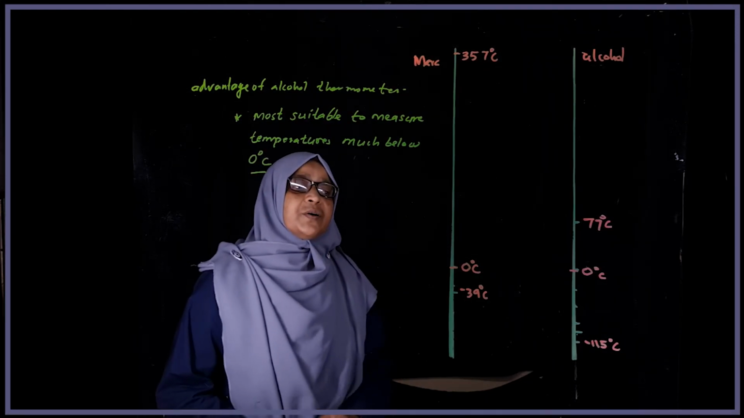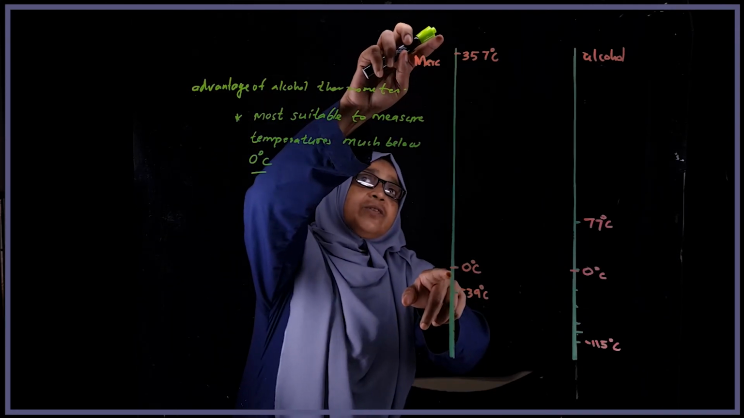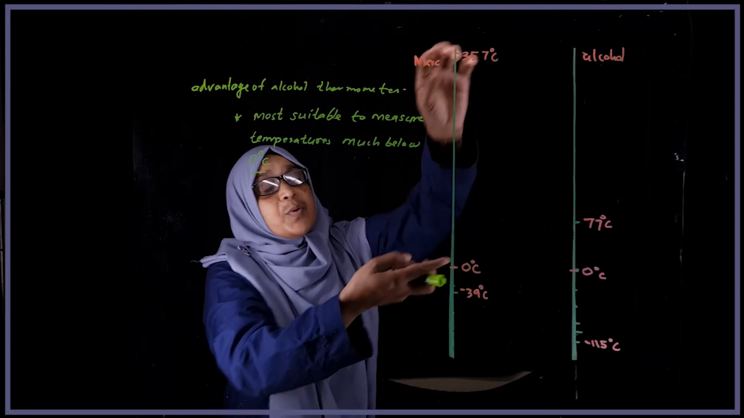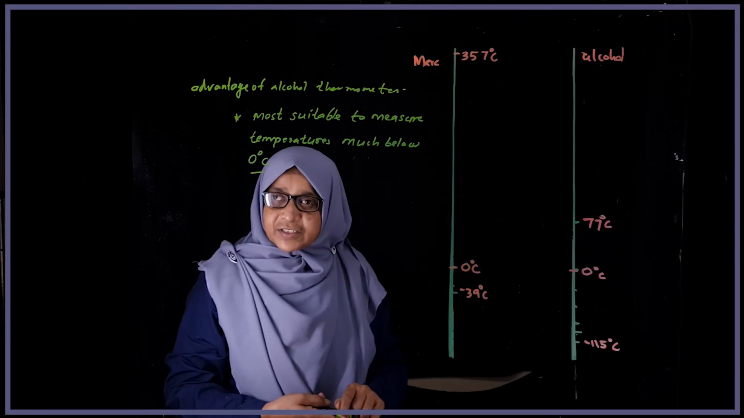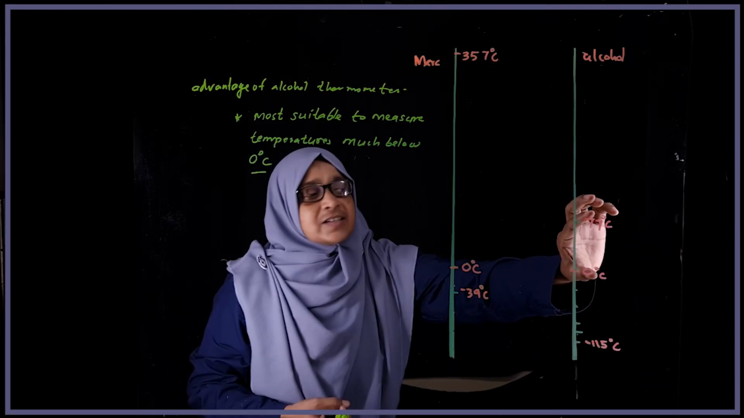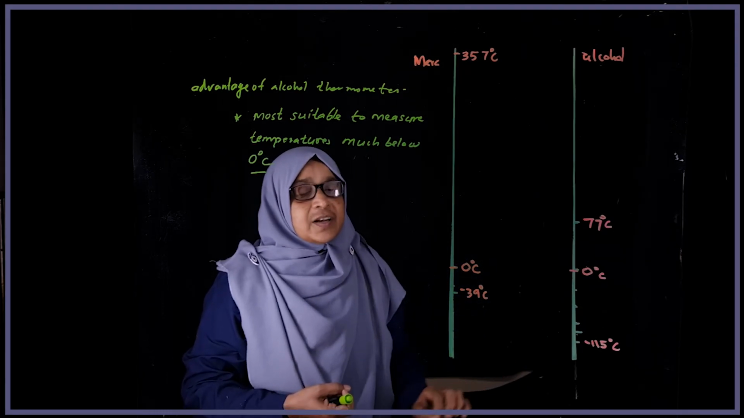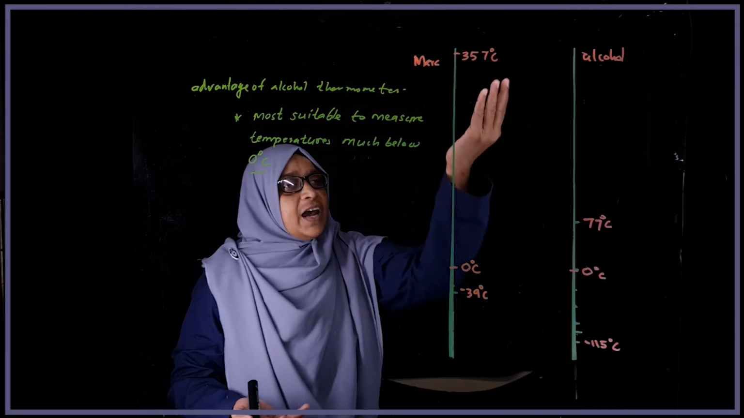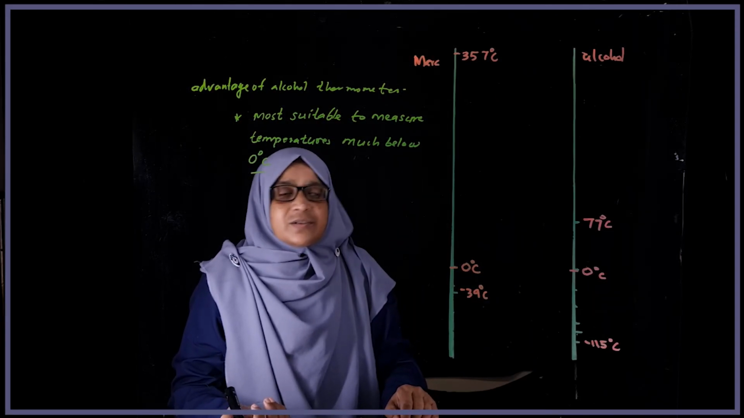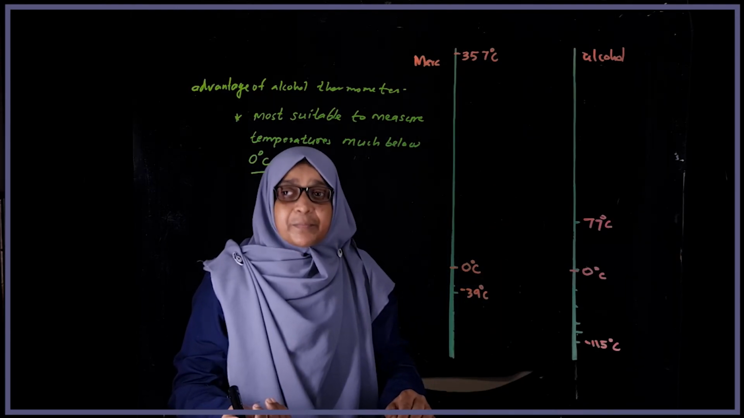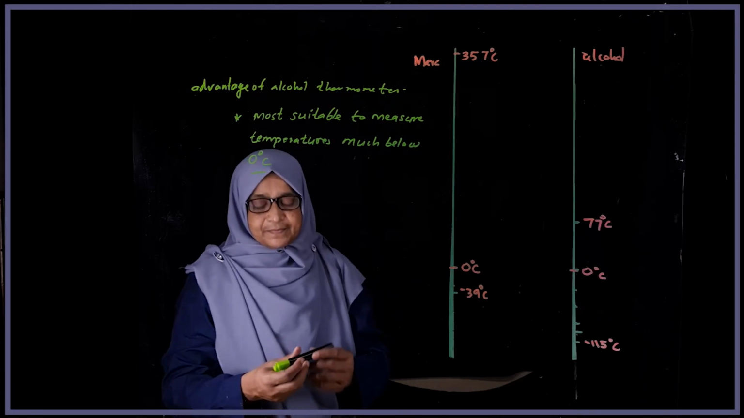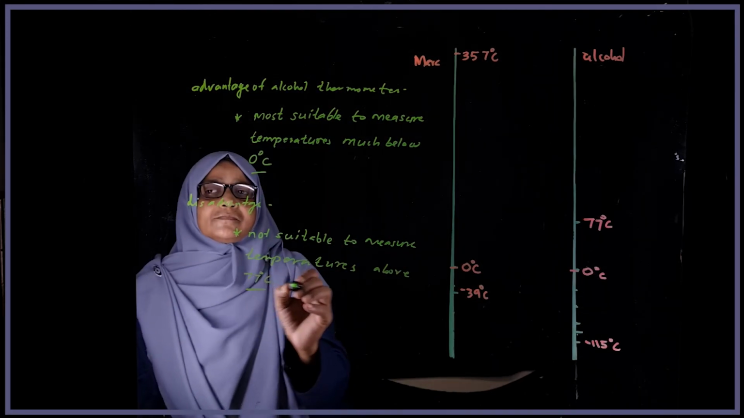Here we can observe the range above the 0 degrees Celsius is broader in this mercury thermometer. But here this range is shorter. Above this 78 degrees Celsius, this alcohol exists in gas state. So it is not suitable to measure the temperatures above 77 degrees Celsius. Okay.